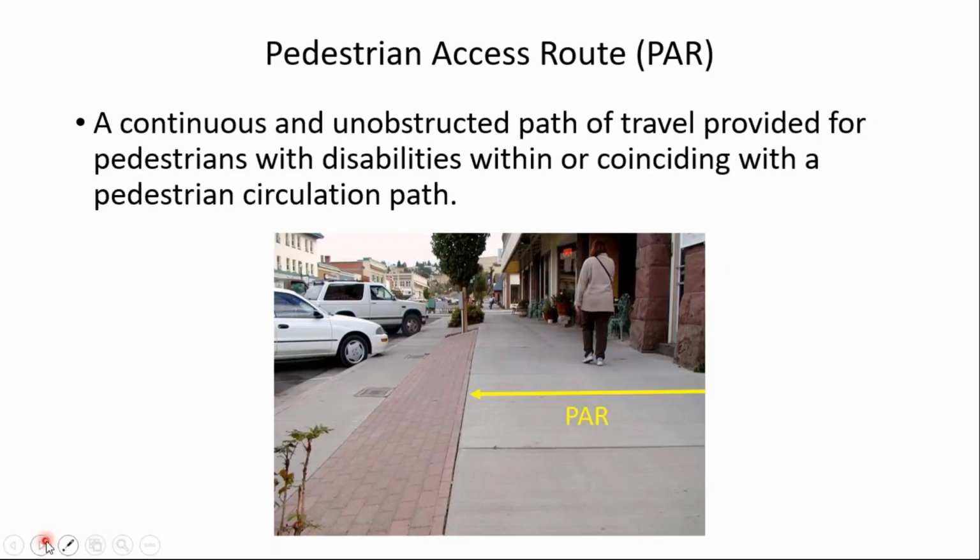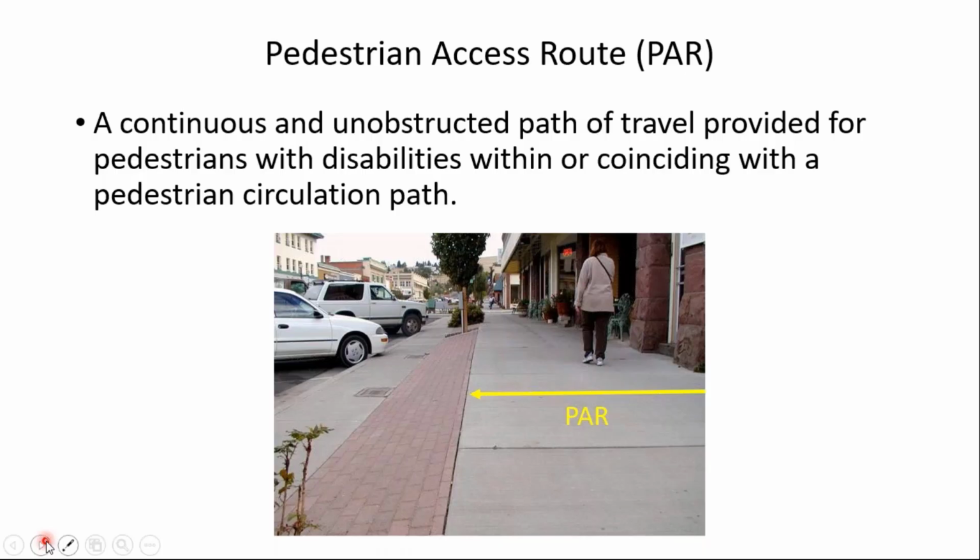The pedestrian access route, or the PAR, I think I've already mentioned that, but this is the continuous, unobstructed path of travel that's provided for pedestrians with disabilities. So it complies with the PROWAG requirements, and it can be within or coincide with a pedestrian circulation path.